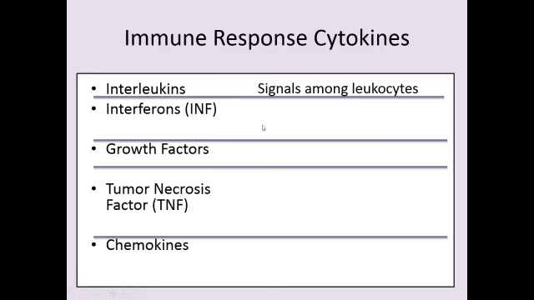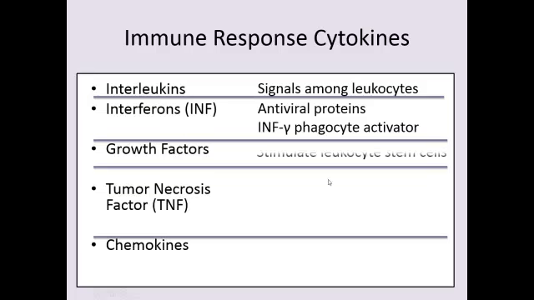Interferons, we've talked about. Interferons are antiviral proteins, and they are mainly released by virally infected cells, but interferon gamma is a phagocyte activator. So it's released by cells that are infected, it's released by leukocytes, and they tell the phagocytes to come on over here, we've got a problem.